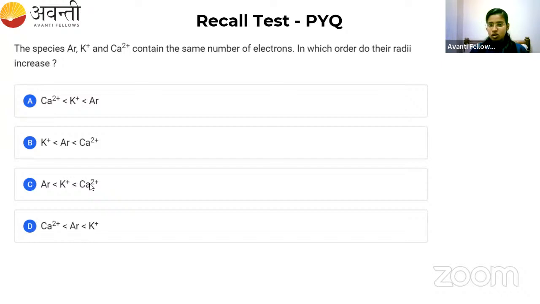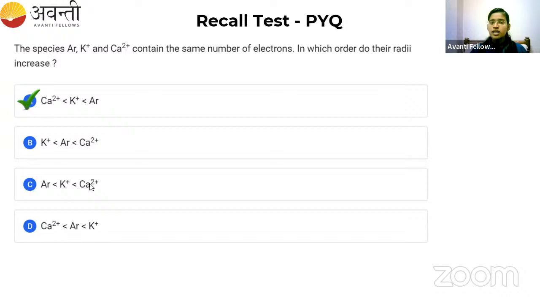Okay. So all of you apply the concept we have studied. In the question itself, they are saying that all the three have the same number of electrons. So what is the meaning of species containing the same number of electrons? They are isoelectronic species, right? So how to find out the order for isoelectronic species? Yes, very good. Both of you have given me the correct answer. Option A is correct, right?